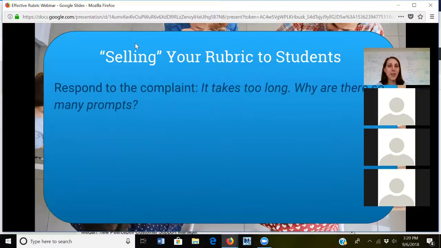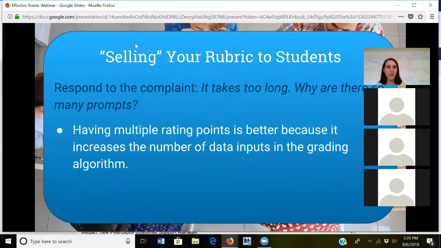Also, you might hear the complaint, it takes too long. Why are there so many prompts to respond to? Because of the way that the Perceptive algorithm works, having multiple rating points is better because it increases the number of data inputs in the grading algorithm. But this is true even if there was no algorithm.